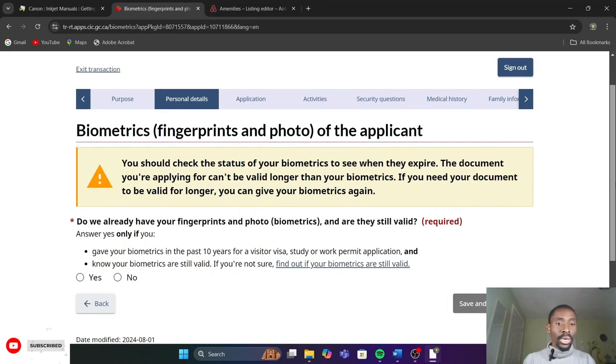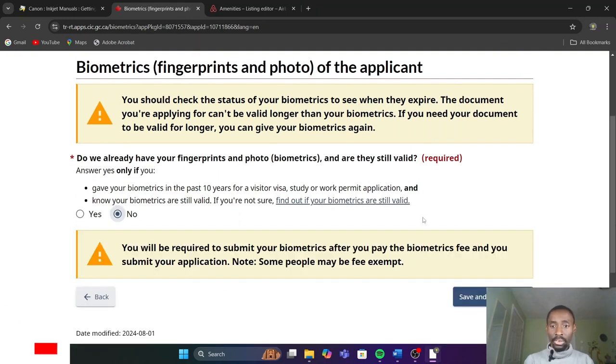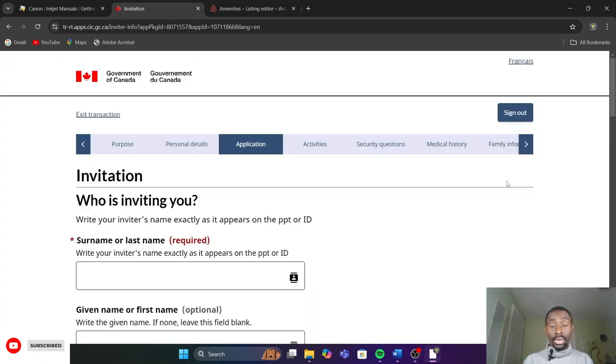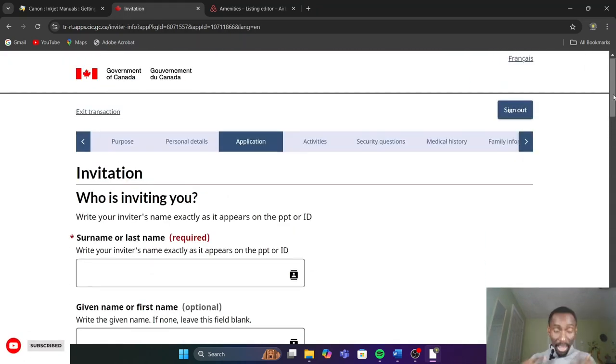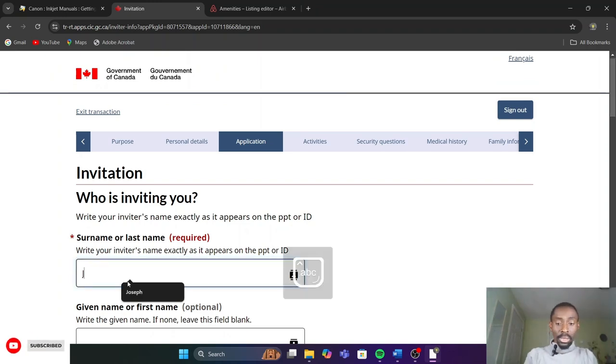Now, do we already have your fingerprint? No, of course, our mother is just traveling the first time. So this is where. So who is inviting you now? I am inviting our mother Mary. So all we need to do, I have the same surname as our mother Mary, so we are putting Joseph.